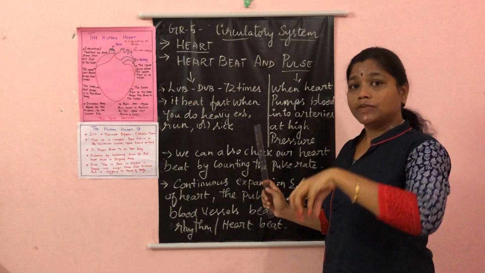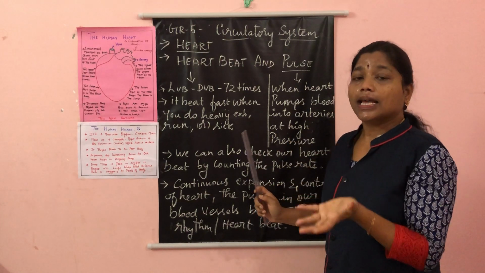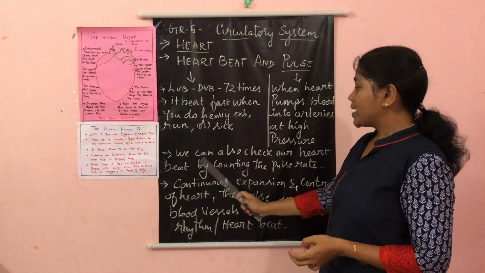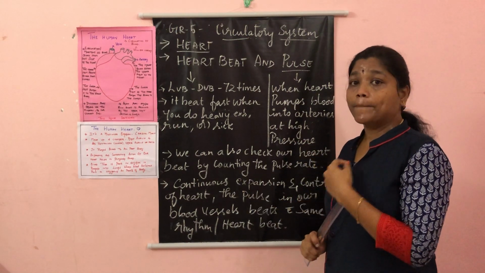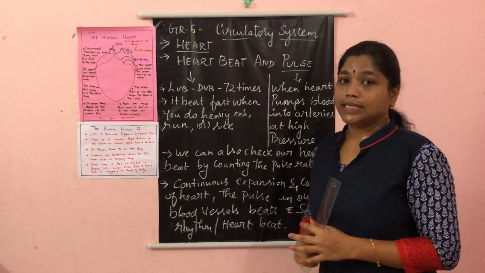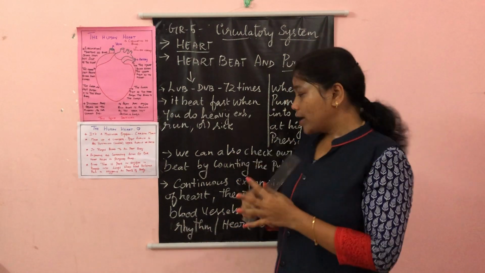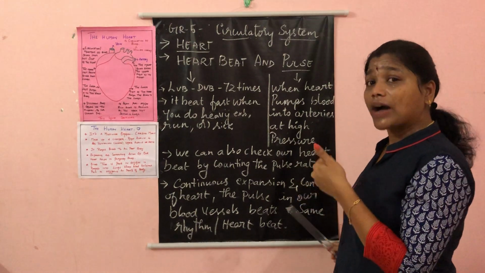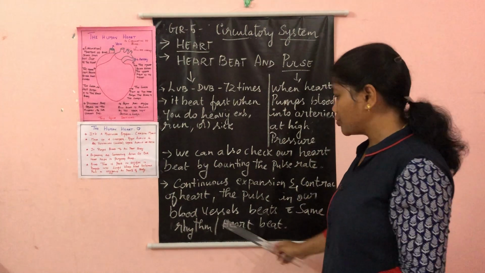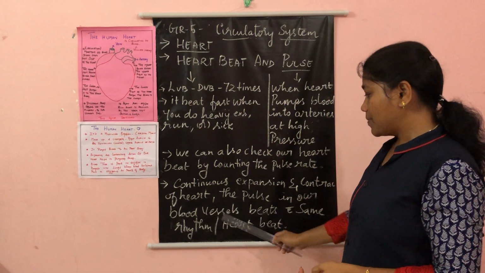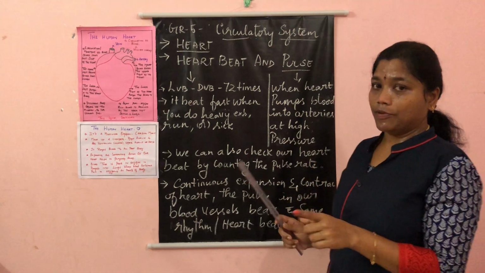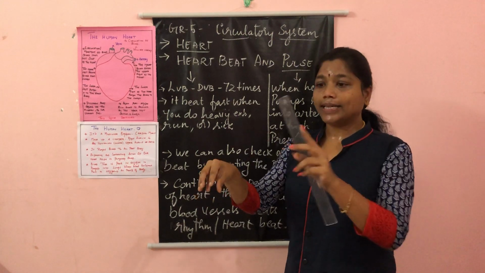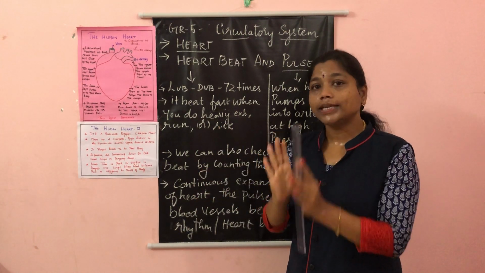When the heart pumps blood through the arteries, the high pressure at that time is said to be the pulse rate. Okay. We can also check our heartbeat by counting the pulse rate. Mostly what happens is the continuous expansion and contraction of the heart, and the pulse in our blood vessels, beat at the same time. Okay, when the heart pumps the blood into the arteries, the expansion and contraction also take place.